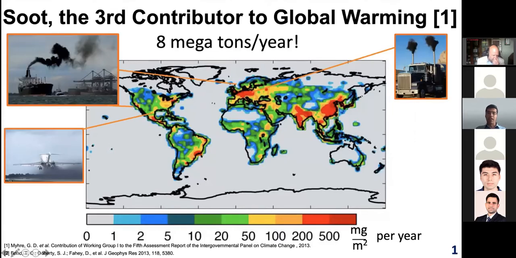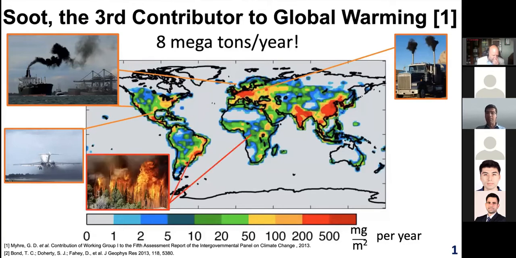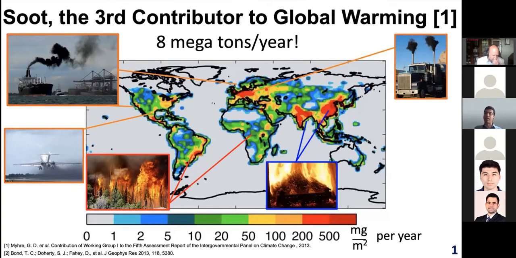Now, most of it in the Northern Hemisphere is coming from transportation. There's a big share coming from forest fires and also biomass burning. But what I want to focus on today is emissions from jet engines.